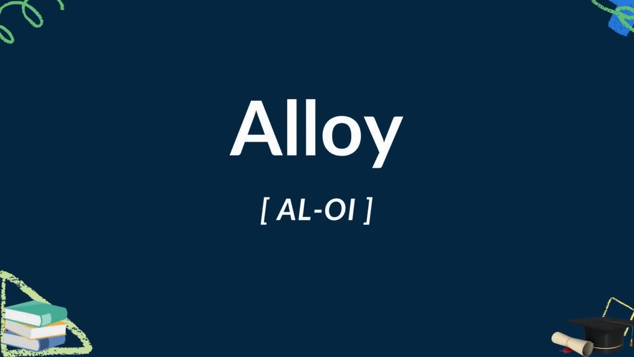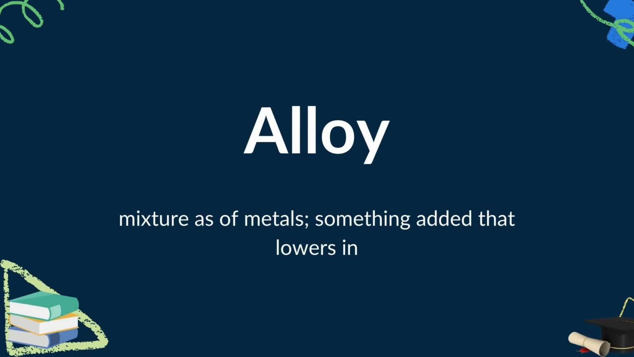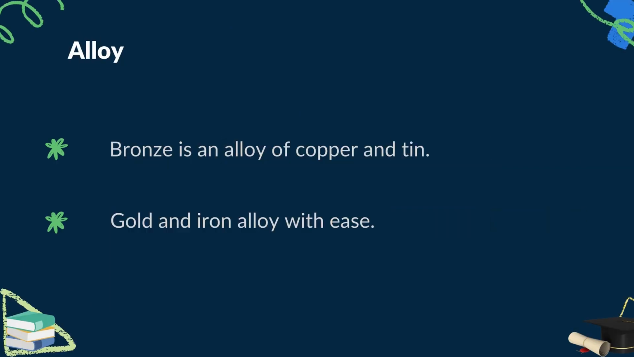The next word is alloy. Alloy means mixture as of metals, something added that lowers in value or purity. Here are some ways you can use the word in a sentence. 1. Bronze is an alloy of copper and tin. 2. Gold and iron alloy with ease.